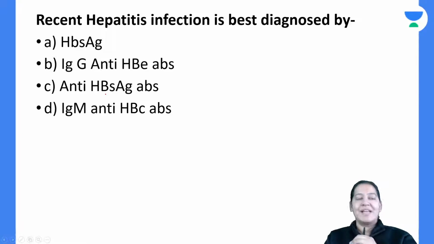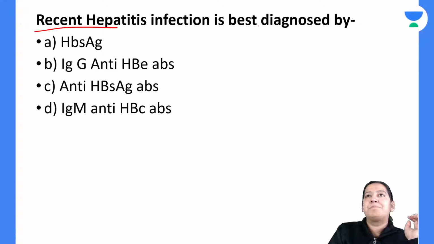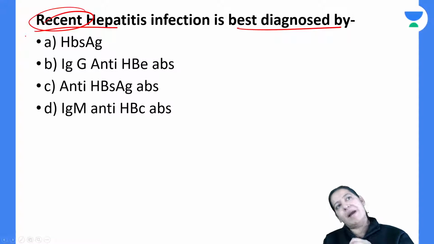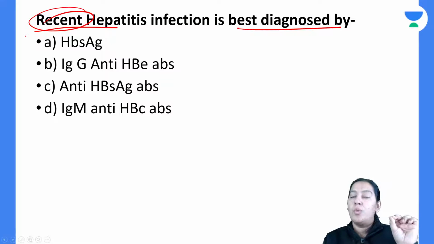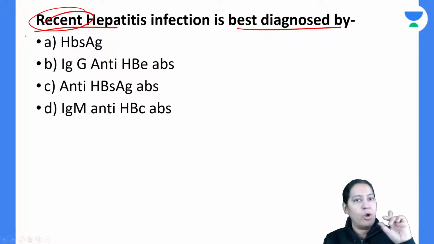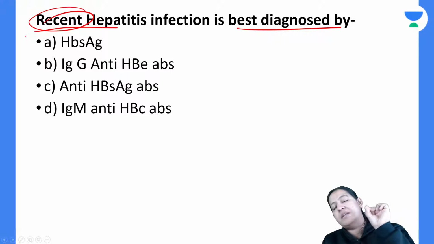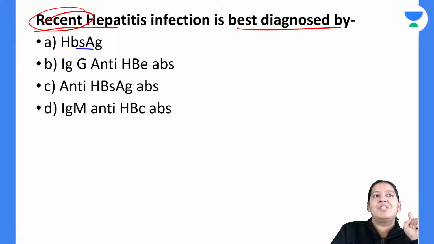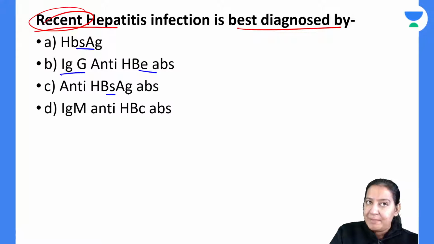So let me move to the next question. Recent hepatitis is best diagnosed by. Mind the word recent. Please mind the word before answering. I want to diagnose recent hepatitis, not the past one. Recent means acute. So which of the following markers will give me the best diagnosis that the hepatitis is recent? The four options are in front of you: whether it is HBs antigen, IgG anti-HBe antibody, anti-HBs antibody, or IgM anti-HBc antibody.